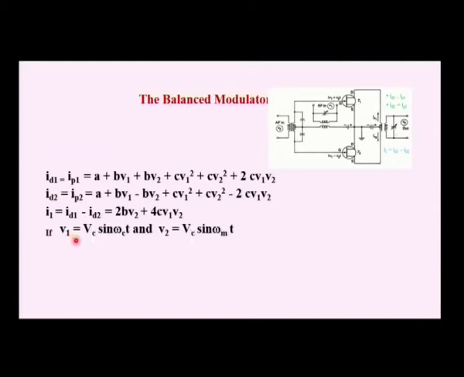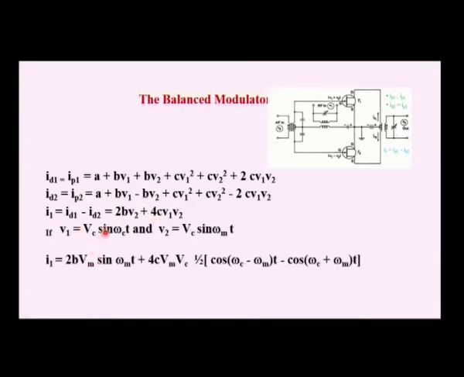Now, what is V1? V1 is nothing but the carrier signal, that is of high frequency with frequency omega c, and V2 is the audio frequency signal with frequency omega m. So, consider V1 as sin omega ct and V2 as sin omega mt, that is the carrier signal and the message signal. You apply this in these two expressions and find out the difference, or simply you can directly apply it in the final expression.